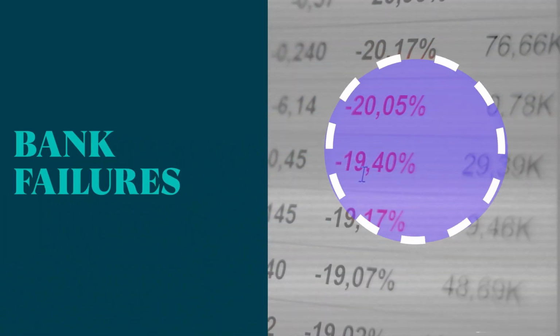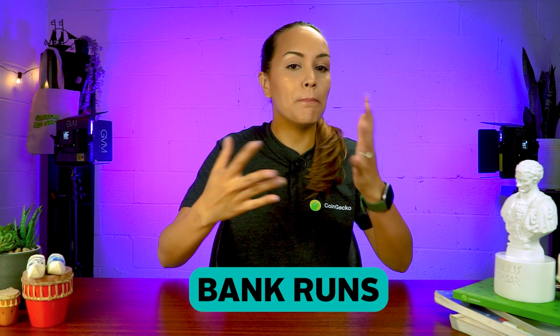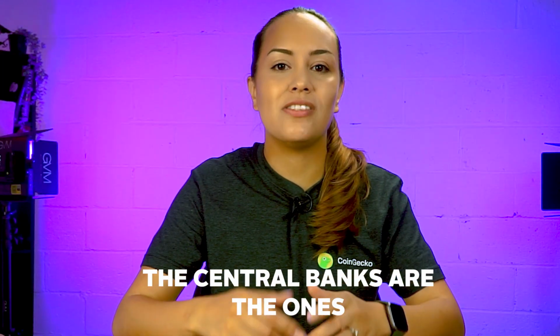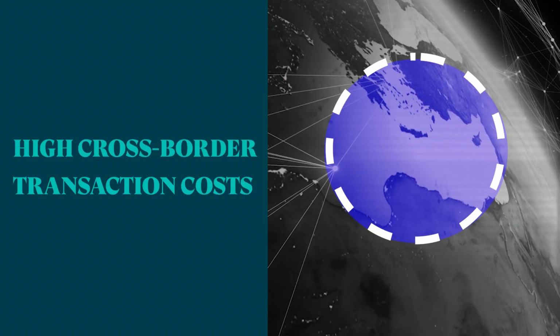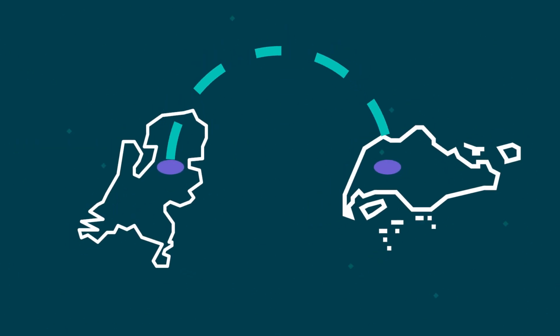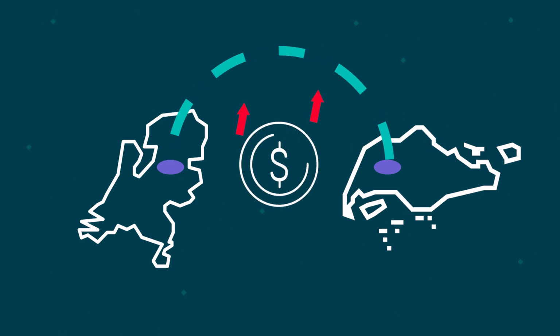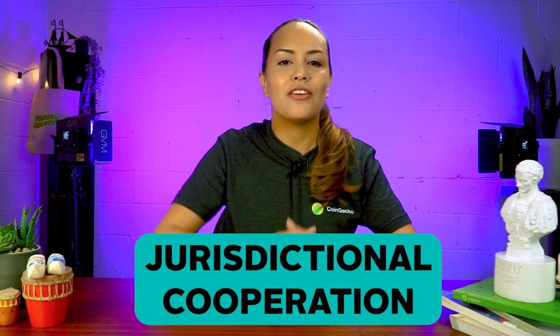Okay, problem number one, bank failures. As it is legal tender, CBDC eliminates the third-party risk of events like bank runs. And if there is any remaining risk, the central banks are the ones held accountable. Then, problem number two, high cross-border transaction costs. When transferring money to someone in another country, you would typically be charged a high transaction fee. But with CBDC, the cost can be lowered as governments would increase their jurisdictional cooperation to make the distribution system less complicated.